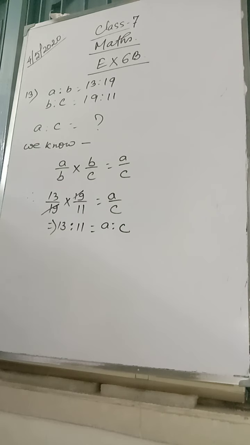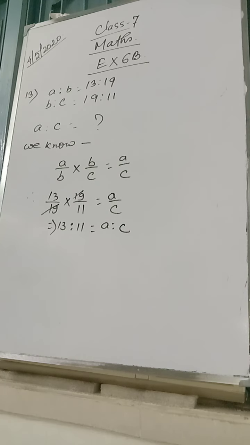Now question number 14. Fill in the blanks. A is to B is equal to B is to C. Then A, B, C are in continuous proportion. 4, 9, X and 18 are in proportion. So the value of X will be: first and last LCM is 18 4s are 72, so 9 8s are 72. 8. If two ratios are equivalent, then the ratios are said to be in proportion.